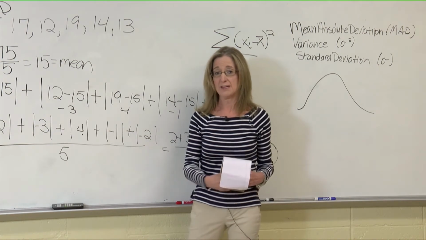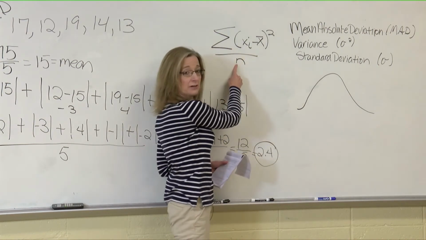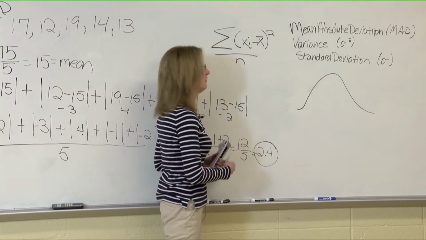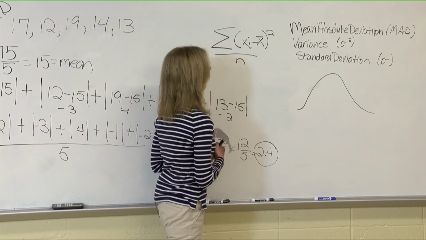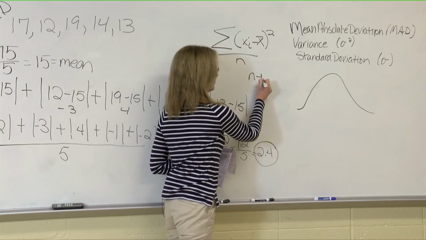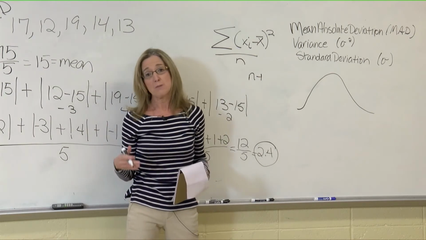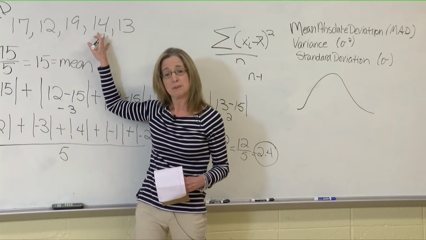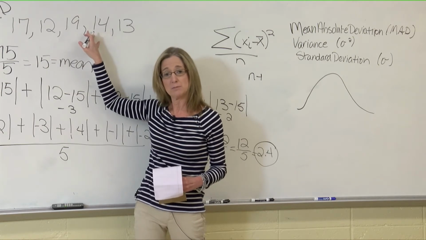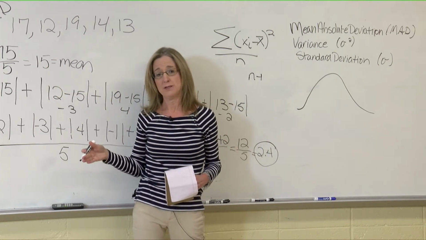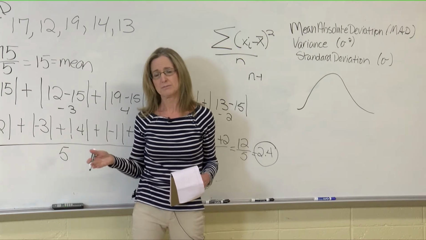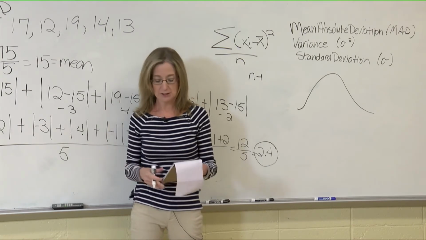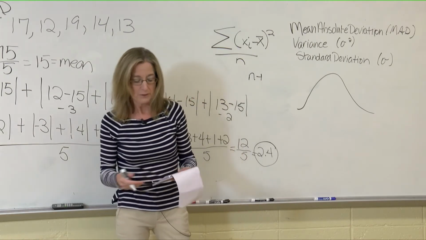And so if that were the case, then my denominator, instead of dividing by n, I would have to divide by n minus 1. But for our purposes, we're going to use a smaller data set and divide by the total number, not n minus 1, a sample. Just wanted to make that clarification for you guys.